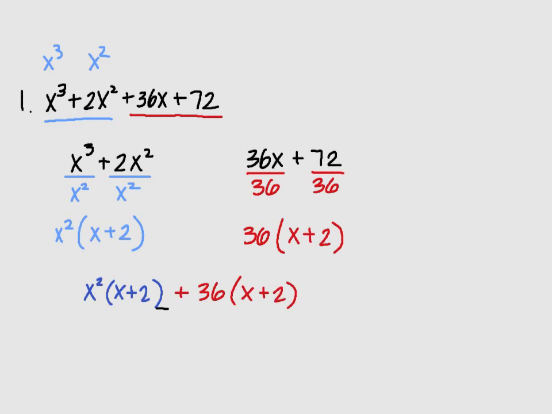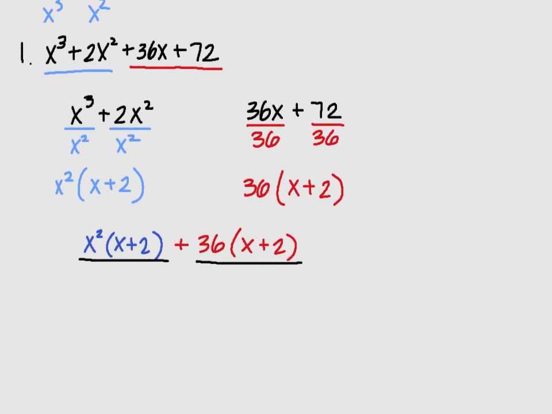So in my first group and in my second group, now what I can do is factor out the greatest common factor. Both of those terms have an x plus 2 in common, so I'm going to factor out the x plus 2 from both of those terms. When I factor out an x plus 2, x squared times x plus 2 divided by x plus 2 equals x squared, and in my second term, 36 times x plus 2 divided by x plus 2 equals positive 36.